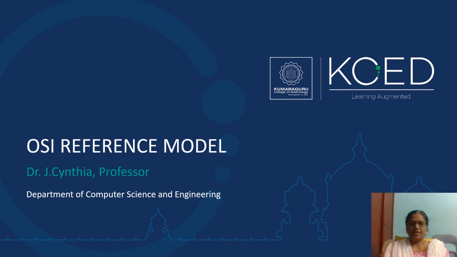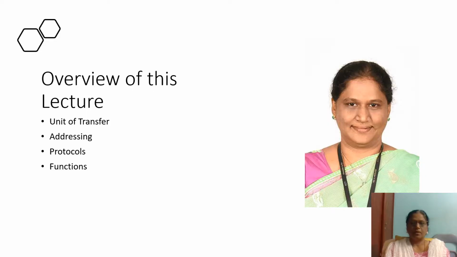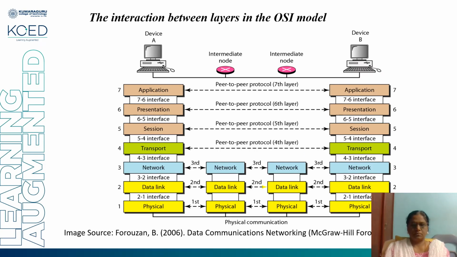Welcome to another lecture on OSI Reference Model. Today we'll see about the unit of transfer, addressing, protocols and functions of each layer of OSI Reference Model. OSI Reference Model has got 7 different layers.